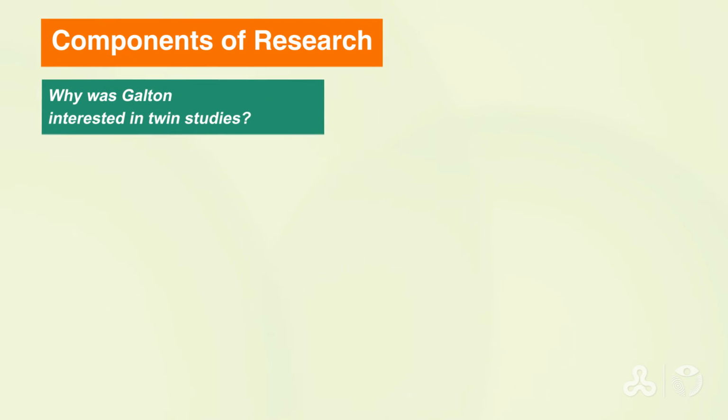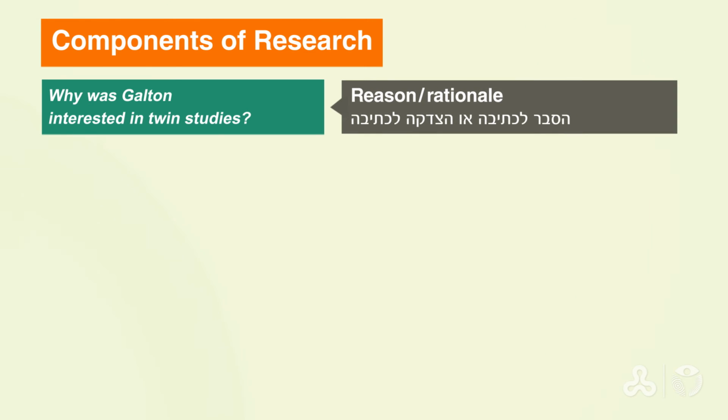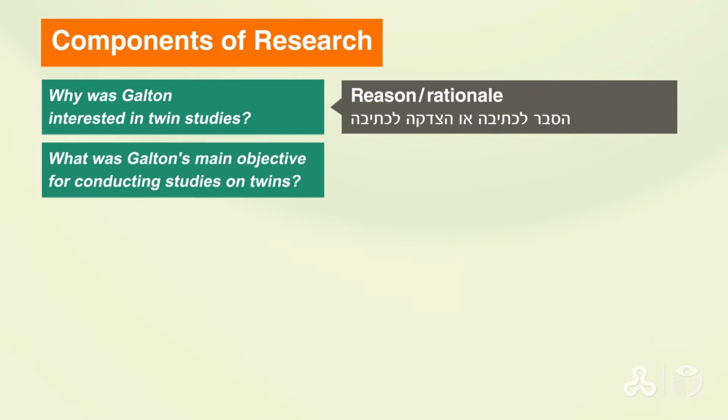So we had the question, why was Galton interested in twin studies? מה הסיבה שהוא התעניין במחקרי תאומים? This is what we call the reason or the rationale for research. כן, הרציונל למחקר. מה זאת אומרת הרציונל? כן? ההסבר לכתיבה או ההצדקה למחקר. Okay? He was interested in twin studies because they can explain a lot about the connection between heredity and the environment. אז פה הוא הצדיק למה כדאי לחקור את הנושא של תאומים. רציונל. Okay?